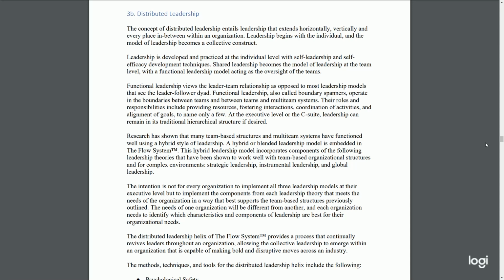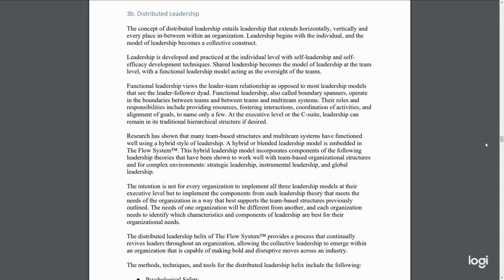The intention is not for every organization to implement all three leadership models at their executive level, but to implement the components from each leadership theory that meets the needs of the organization in a way that best supports the team-based structures previously outlined. The needs of one organization will be different from another, and each organization needs to identify which characteristics and components of leadership are best for their organizational needs.